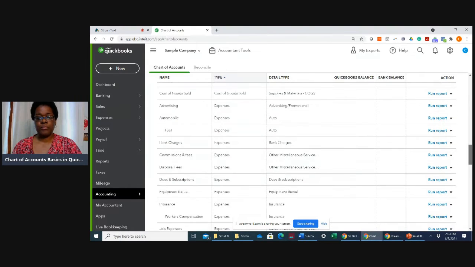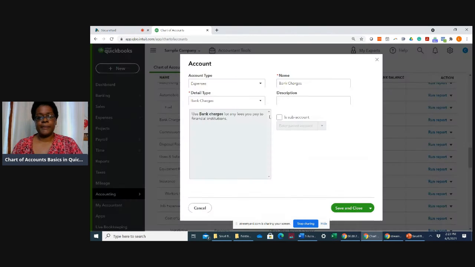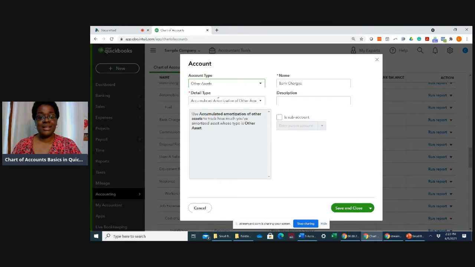Expenses. A lot of times I see expenses set up wrong. So let me give you an example. So this is bank charge. When you're setting up accounts in QuickBooks, you want to make sure you understand what the terms mean. I've seen where someone has set up an account type, say for instance, they have selected other assets, and then long-term assets, and then it's an expense account. So this is bank charges. This is not an asset. This is actually an expense.